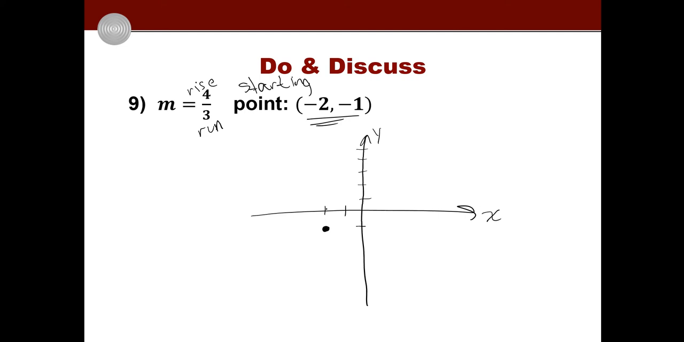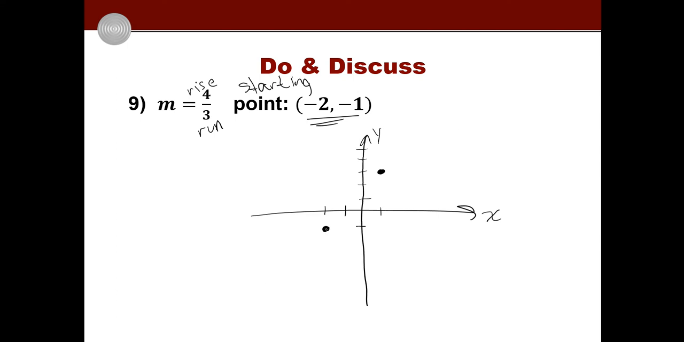So I go up 1, 2, 3, 4, and then I need to run positive, so right, 3. 1, 2, 3. I need to do this another time because I want at least 3 points in a row before I can put my ruler on to make sure that I'm doing things right. So I can either go up 4 again and right 3, or the reverse directions would also hold true.